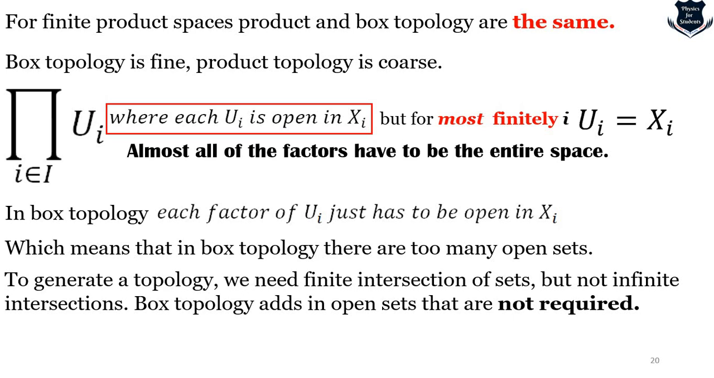Okay, so this is basically what box topology and product topology are. So to generate a topology, we need finite. So you see, in the third line from the top of the screen, I have written U sub i equals X sub i for all but finitely many i. So here it has to be finite, but in case of box topology, it goes infinite, so it is not required. So this gives you just an idea on product and box topology.